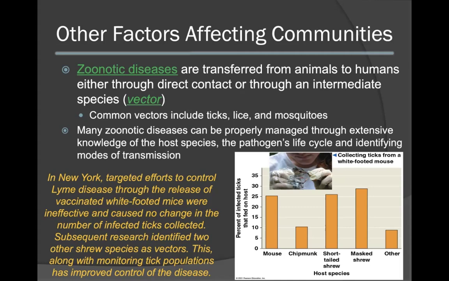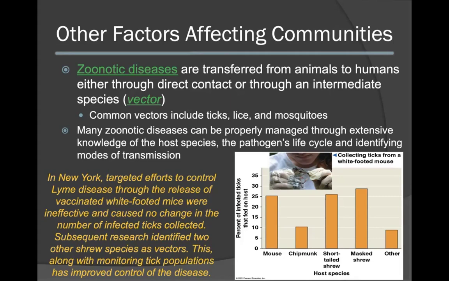Common vectors include invertebrates such as ticks, lice, and mosquitoes. Many zoonotic diseases can be properly managed through extensive knowledge of the host species, the pathogen's life cycle, and identifying and controlling the modes of transmission. In New York, for example, targeted efforts were implemented to control Lyme disease. This was through the release of vaccinated white-footed mice.